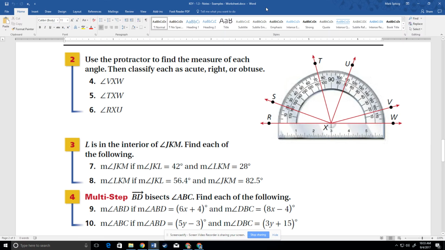All right, so here we go. The key for 1.3. So let's get started here.